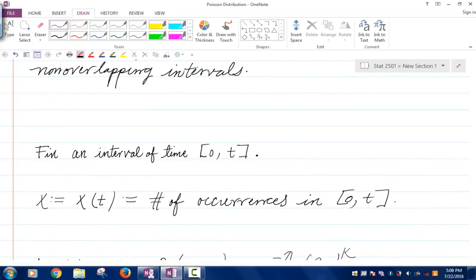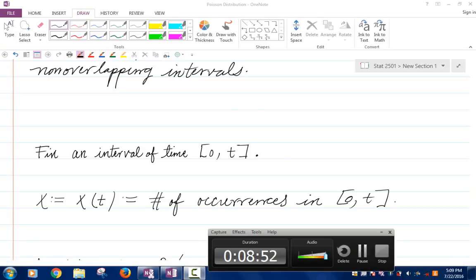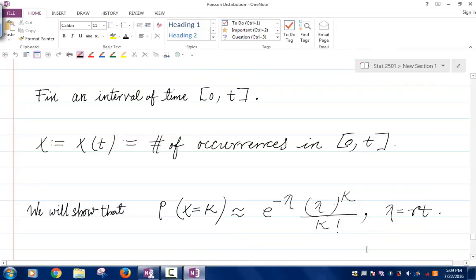Alright, so fix the interval of time from 0 to t. Let X be the number of occurrences in the interval from 0 to t. What we want to show is that the PMF of X, the probability that X is k, is e to the negative lambda times lambda to the k over k factorial, where lambda is r times the length of the interval, t.